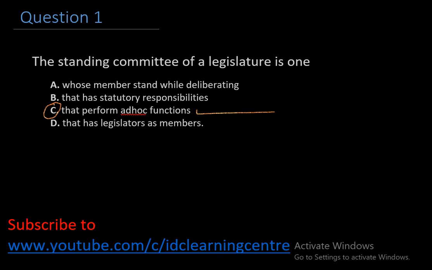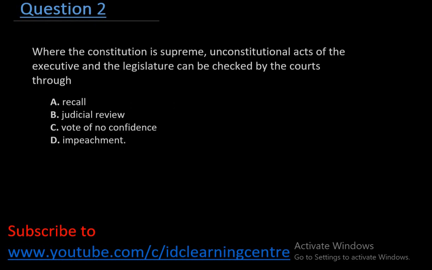Question 2. Where the Constitution is supreme, unconstitutional acts of the executive and the legislature can be checked by the courts through A. Recall, B. Judicial review, C. Vote of no confidence, D. Impeachment. The right answer here is B. Let me circle it, which is judicial review.